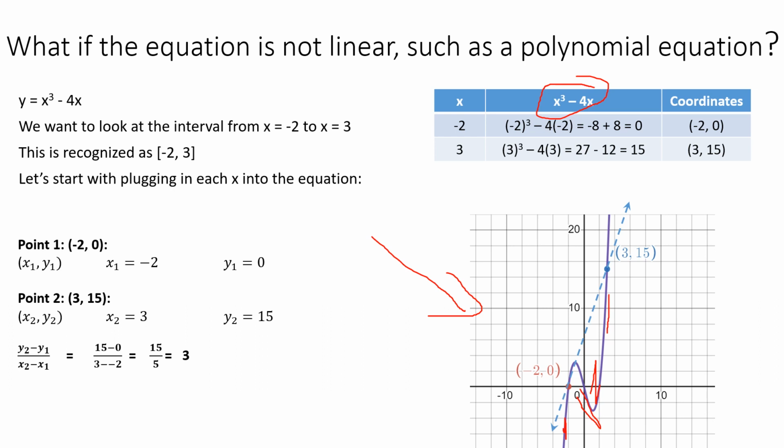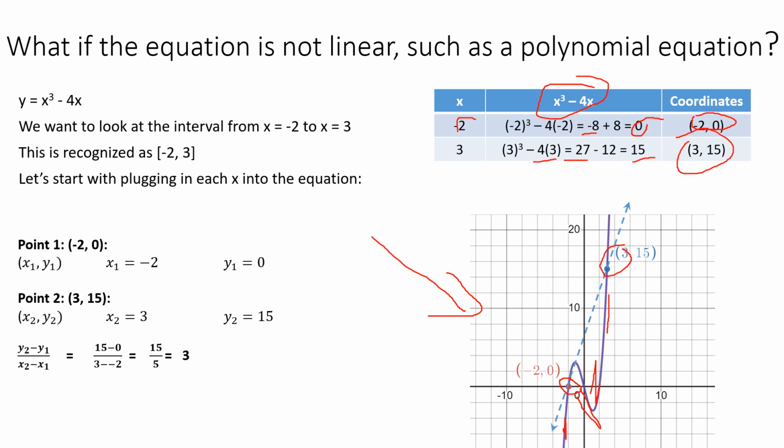So if I've got 2 numbers, I can find out what the slope is between 2 points. I've got this one point here, negative 2, 0, and 3, 15. I put negative 2 into this equation, x cubed minus 4x. Negative 2 cubed is negative 8. Then negative 4 times negative 2 is plus 8. That equals 0. So my first point is negative 2, 0. My second one, I put in 3. 3 cubed is 27. Minus 4 times 3 is 12. 27 minus 12 is 15. Hence, I get 3, 15.